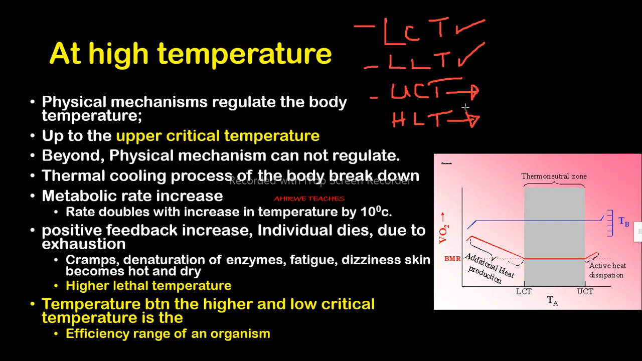Okay? And then finally, we've talked about the efficient range of an organism, ER, or the thermoneutral zone. And I'll say that this is the temperature at which an organism is not bothered. And the organism can efficiently live in such a range of environmental temperature. So that's basically how simple it is. In case there are questions, feel free, guys, to ask.